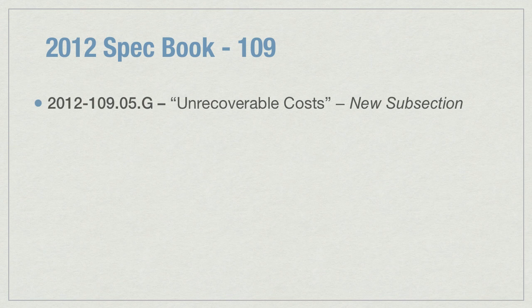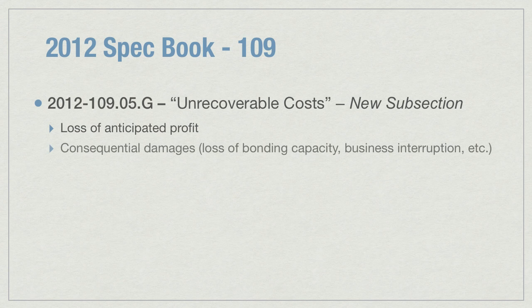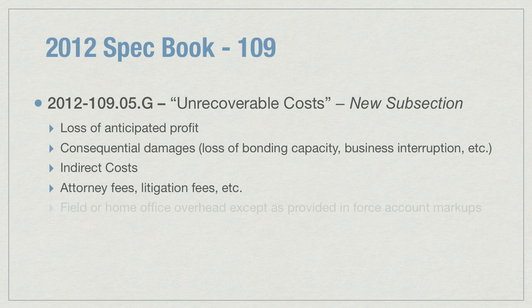Subsection 10905G, Unrecoverable Costs, is a new subsection in the 2012 book. This covers items such as loss of anticipated profit, consequential damages, indirect costs, attorney fees, litigation fees, and field or home office overhead, except as provided in other provisions in the book. These costs are typically not recoverable costs, meaning the contractor is not compensated for these costs.